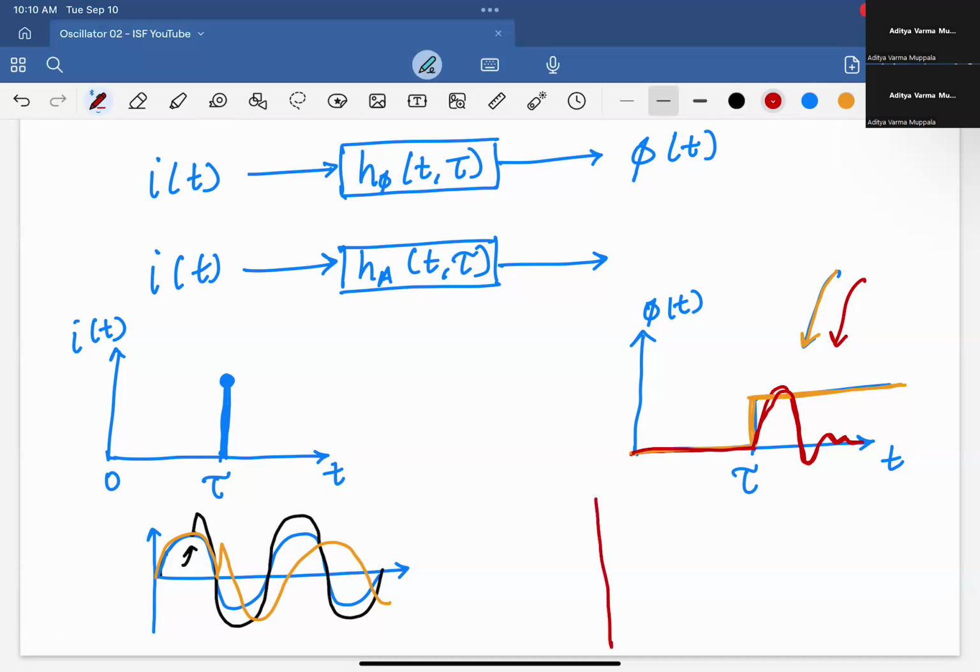So given a limit cycle, any change in phase persists indefinitely. Maybe I don't have to draw it again. And a change in amplitude dies out. Right? So that's the sort of simplified model, I guess.